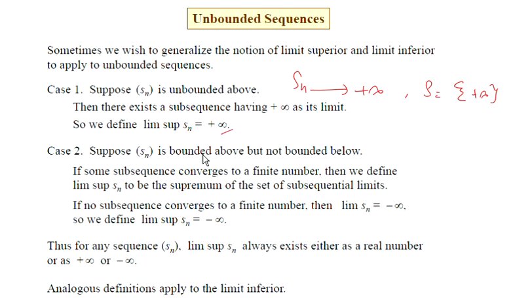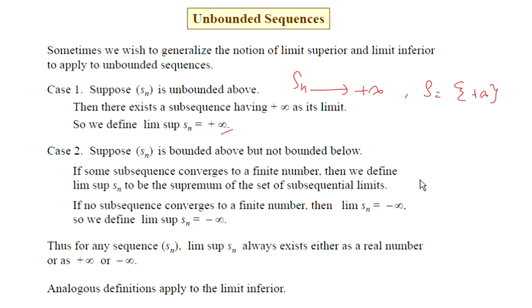Suppose the sequence is bounded above but unbounded below. If some subsequence converges to a finite number, which is other than infinity, then we define the limit superior to be the supremum of the set of subsequential limits. If no subsequence converges to a finite number, then the limit of the sequence is equal to minus infinity. So we define the limit superior as minus infinity.